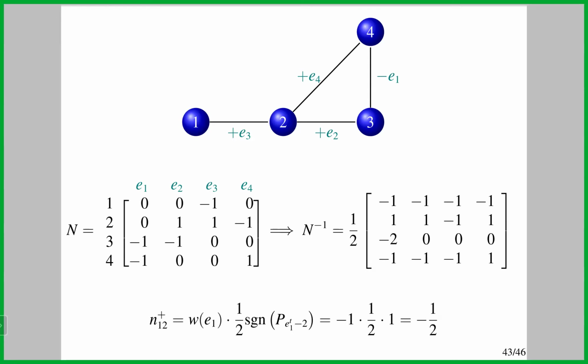Then 1/2 times the sign of the path from vertex 2 to the tail of edge E1. If you look at edge E1, 4 is the head, 3 is the tail. So the distance between 3 and 2 has only one edge, which is a positive edge. So the sign of this edge is +1. That's how you get -1 times 1/2 times 1, which is -1/2. So this is just one example of combinatorial interpretation.